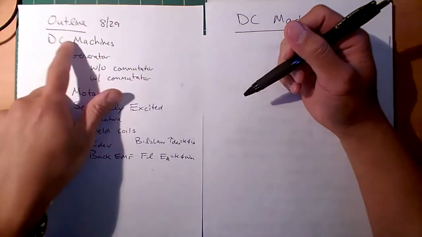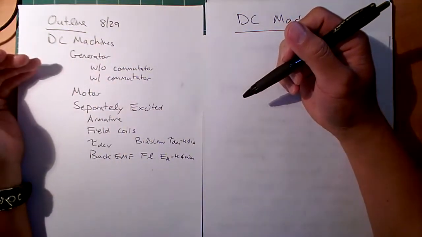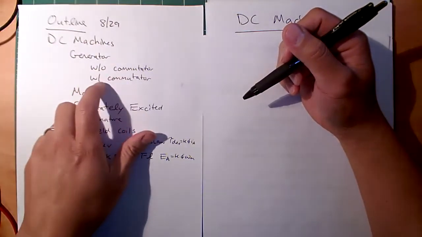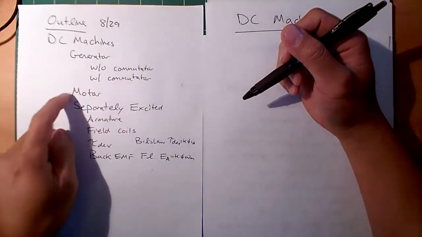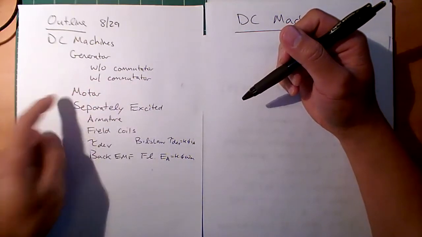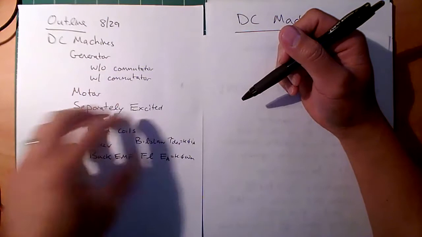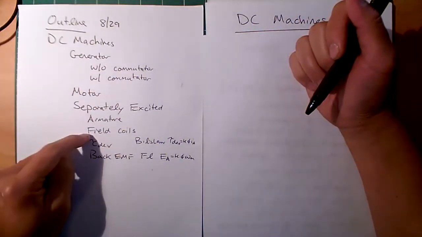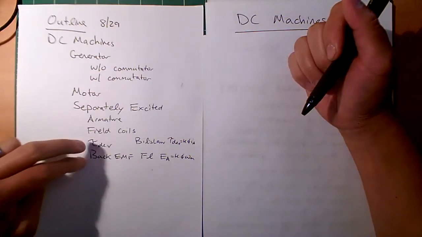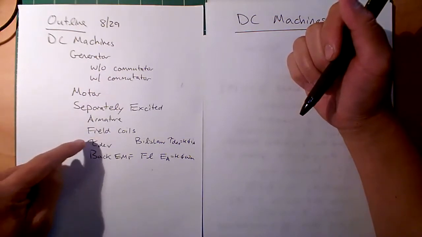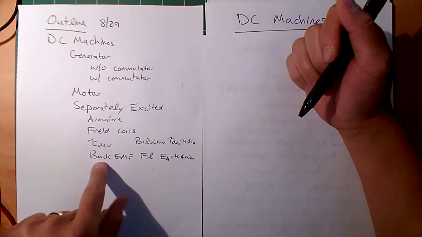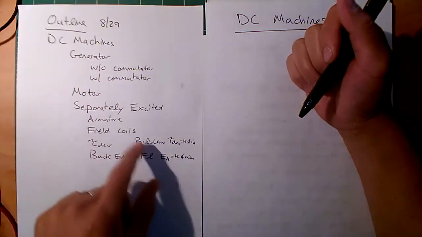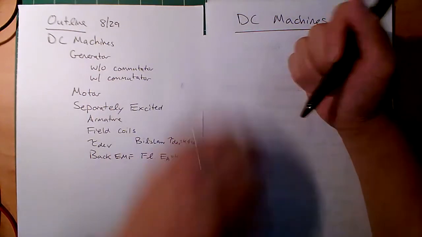Today, we're going to cover DC machines. We're going to look at how it operates as a generator, without and with the commutator. We'll look at also how it operates as a motor, and then we'll talk about a specific one. This is the separately excited version. We'll look at the armature and field coils, and then two very useful equations that relate the torque to the current and the voltage induced to the speed. These actually are from Biot-Savart's law or the Lorentz force and Faraday's law.